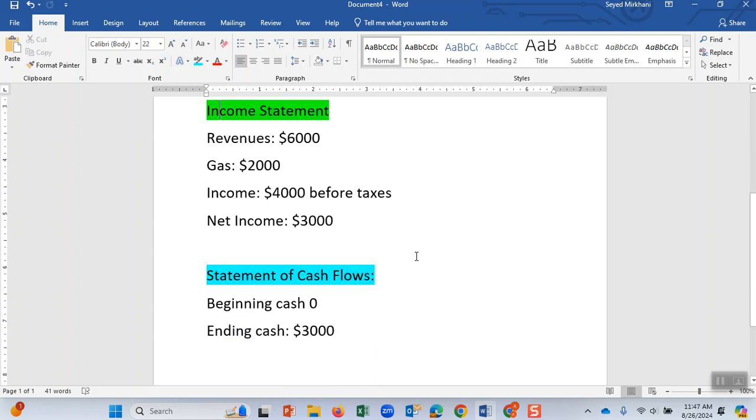Another important statement is the cash flow statement. This is called the statement of cash flows. When this cab driver started at the beginning of the year, he or she had zero money, but you see that net income was $3,000. Therefore, at the end, the cash that he or she has is $3,000. Cash flow statements are very important also because when you have a business, you always want to know how much cash you have. If you have thousands of employees, you have to have cash to pay their salaries.